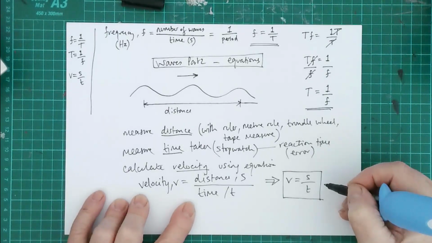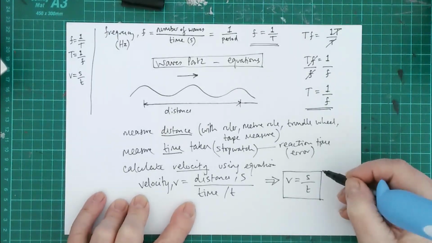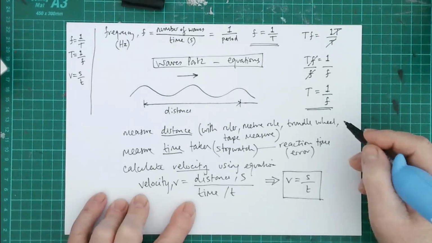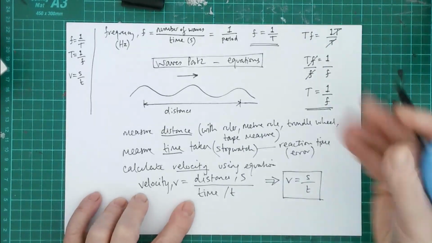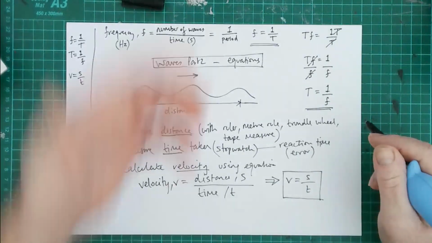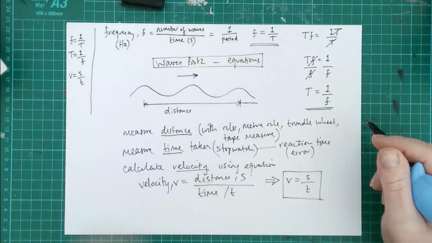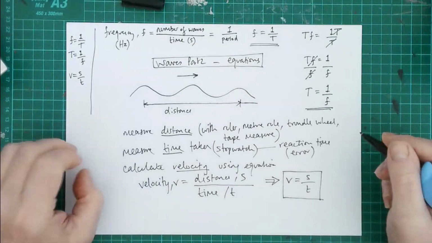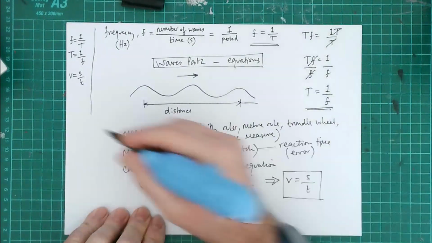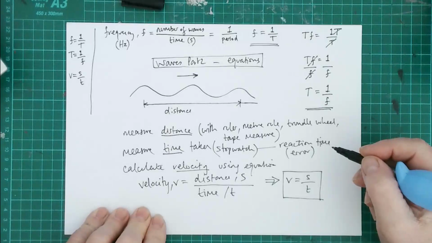Okay, you can imagine sitting on a harbour watching those waves go by. You can watch a wave go past, you can estimate the distance or measure the distance, and you can time how long it takes to do so, and you can calculate the speed that way. Okay, so that's another equation. So now we've got 3.